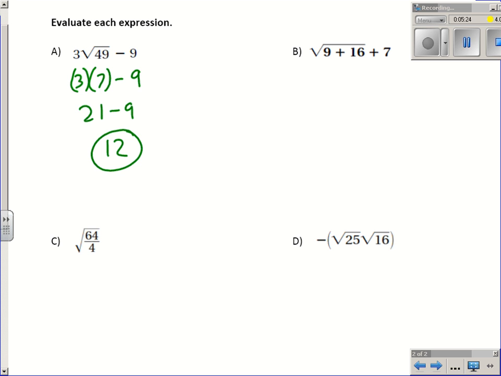Over here in the next example, we've got the square root, and then 9 plus 16 is all underneath it. Whatever that is, we add 7 to. So addition is being performed within the radical, so we have to do what's in the radical before we do anything. So 9 plus 16 is 25, so we would take the square root of 25 and add 7. 5 plus 7, and we end up getting 12.